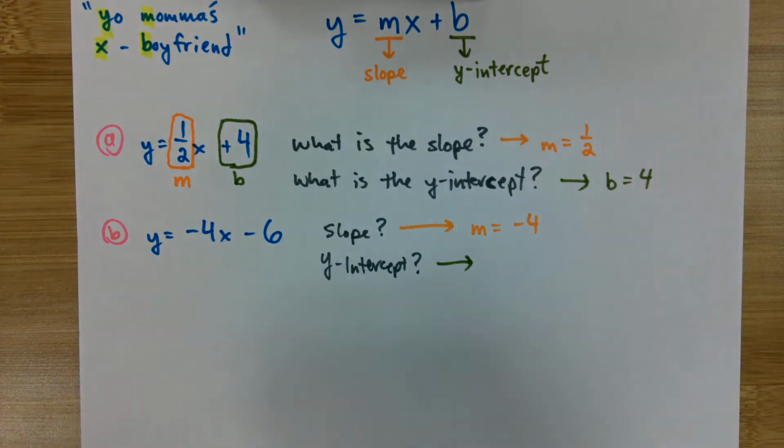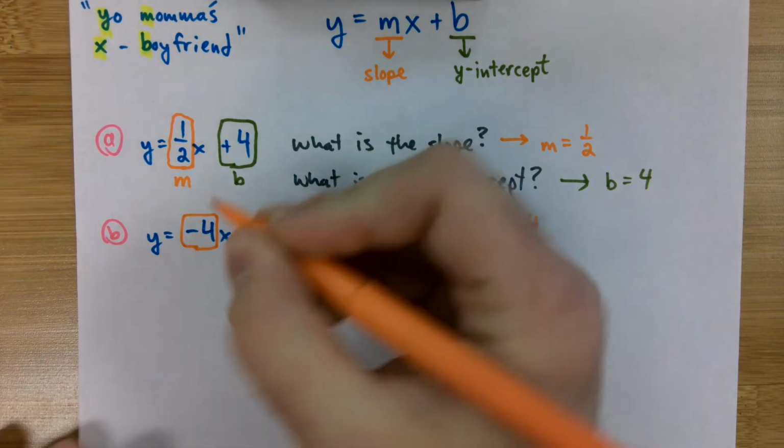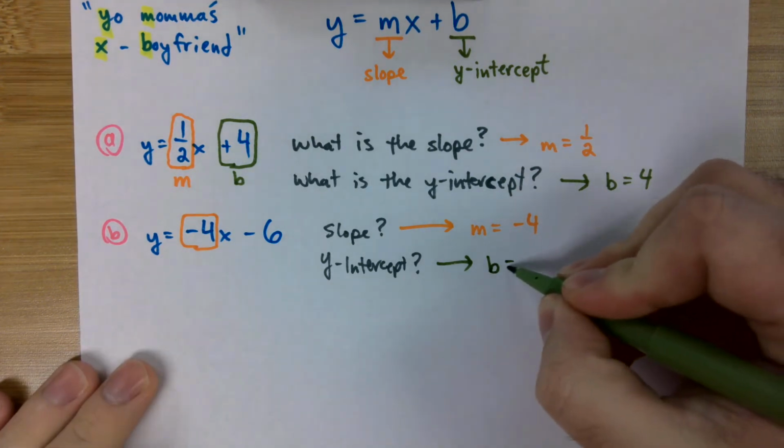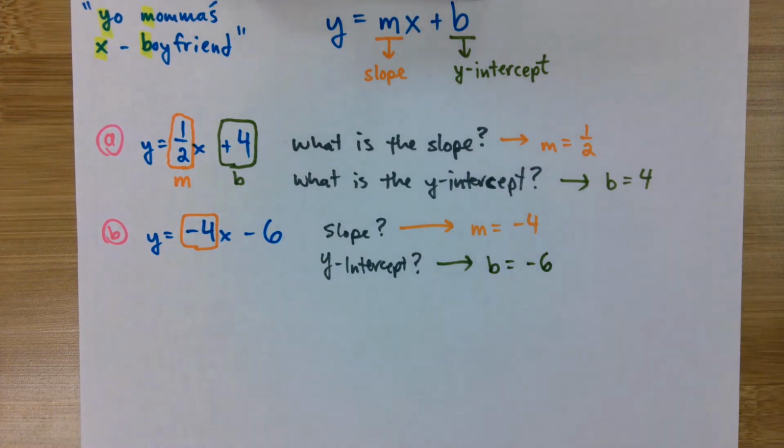What's our y-intercept for this line here? Anyone identify this one? Azalea, go for it. Negative 6. Thank you. So here's the next thing.